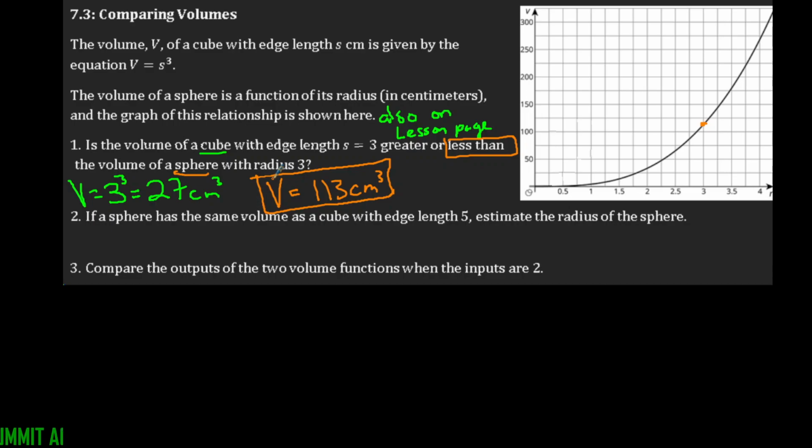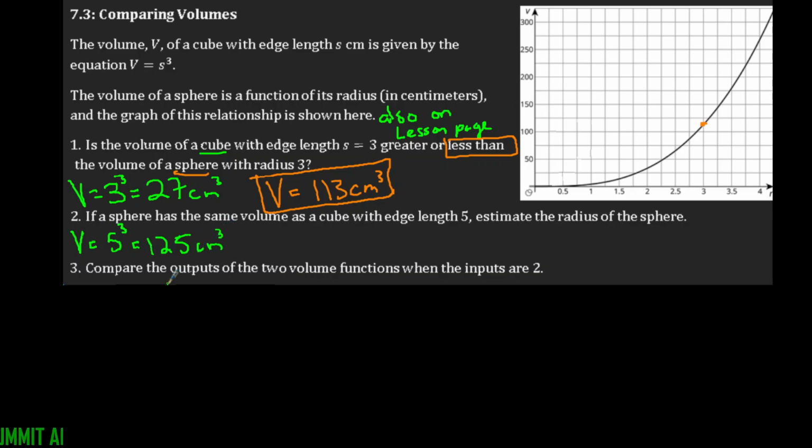Then for number 2, it says if a sphere has the same volume as a cube with edge length 5, estimate the radius of the sphere. So this one's a little trickier, but we can set it up like this. For that first one, if the edge length is 5, volume equals 5 to the third power, which is 125 centimeters cubed.